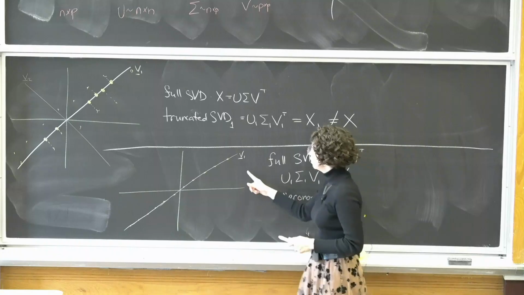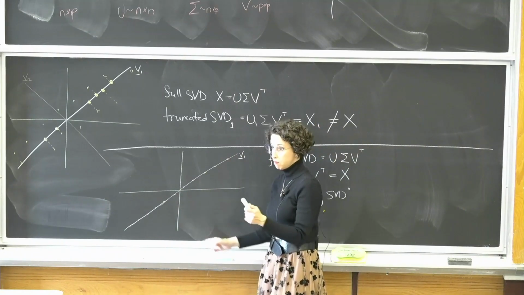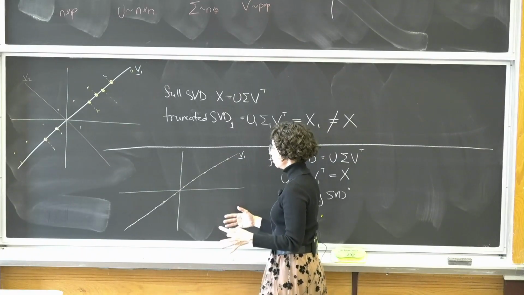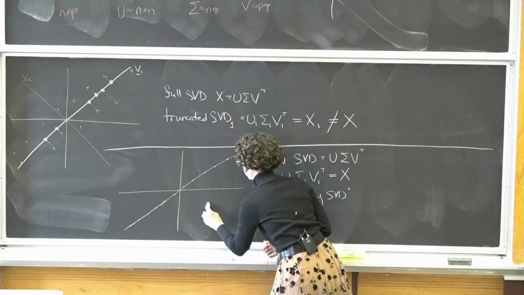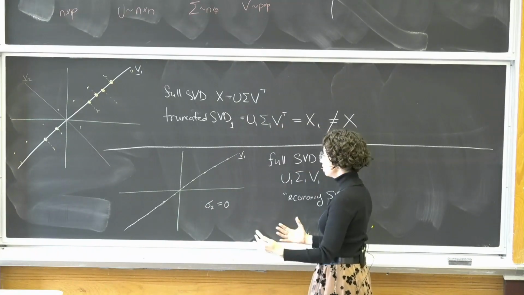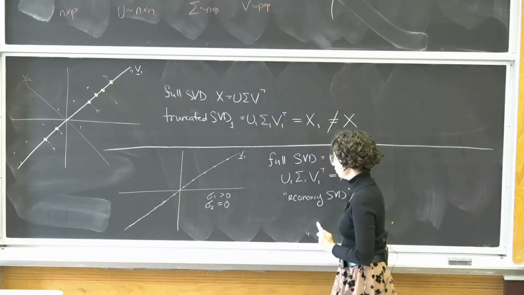In this case, there is variation in the V1 direction, so sigma 1 is not 0, but you're exactly right. There's no variation in any other direction. So this means that sigma 2 is going to have to be equal to 0. And like we said, sigma 1 here is greater than 0, but sigma 2 is equal to 0.